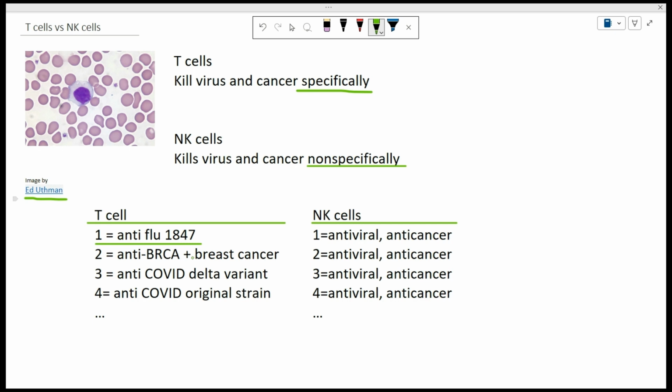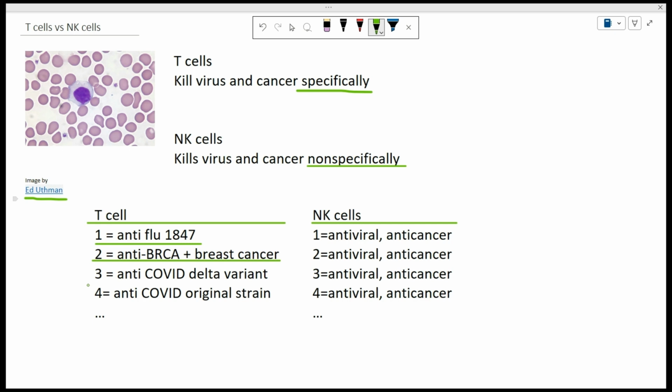Well, the good news is you have more than just that one T cell. So let's look at our next T cell. For the sake of argument, the only thing it touches is BRCA positive breast cancer. If you have BRCA negative breast cancer, it's not going to lift a finger. Why? Because the only thing it touches is BRCA positive breast cancer. It's not going to touch the flu, it's not going to touch any virus, and it's not going to touch any other cancer other than that BRCA positive breast cancer.